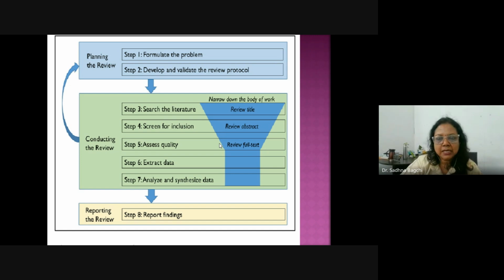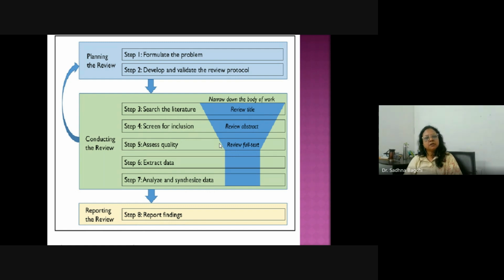Now, after the planning, when you have full-proof planning, you go to the second phase, that is conducting the review. So that is step three: search the literature, meaning literature review. This literature review is the process to narrow down your topic, because after the literature review you are able to find the actual research gap, and you can handle that research gap in a very systematic manner. Then screen for conclusions, assess quality, extract data, analyze and synthesize the data. So this is the complete conduction process.